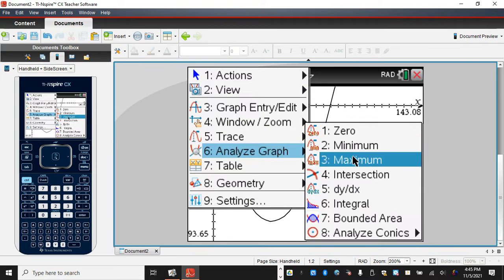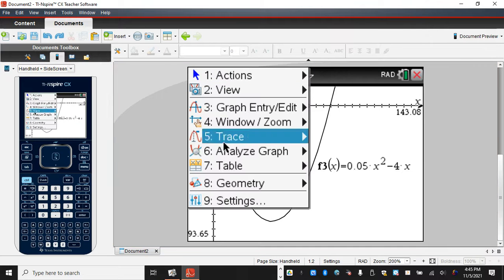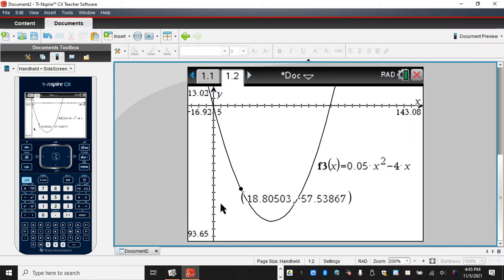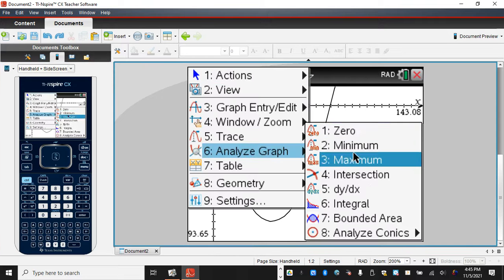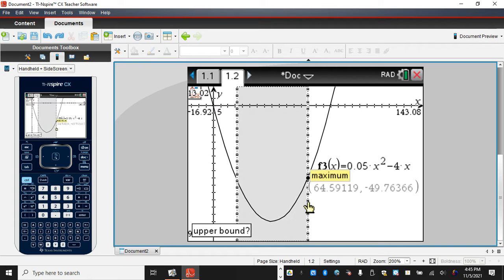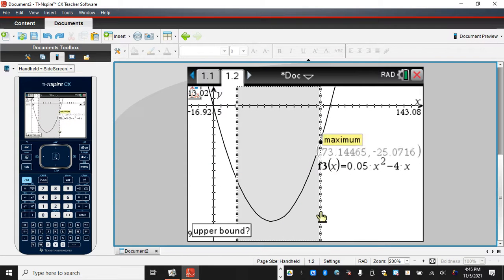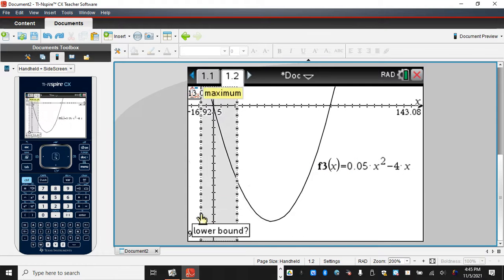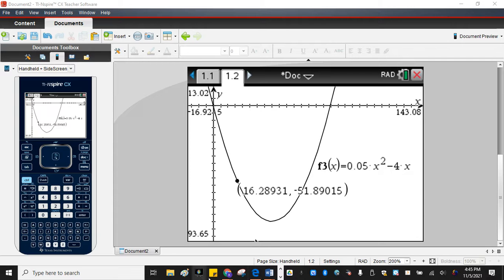And then I'm going to get everything I can. I want the maximum. I need 5 points. Whoa, that's not it. Menu, analyze, maximum, left, right. Why are you doing that? That's not my maximum. Menu, analyze, maximum, left. What are you doing? Why aren't you telling me further down? Okay, I'm going to pause this video and figure out what's going on here.